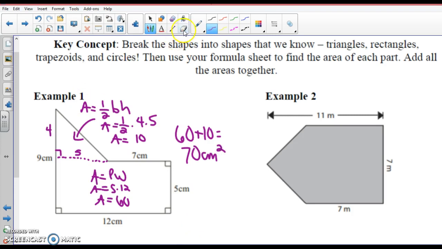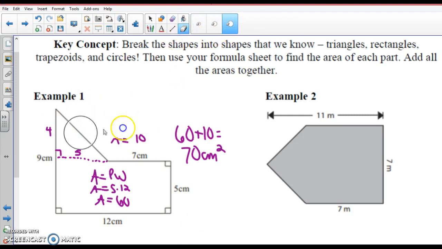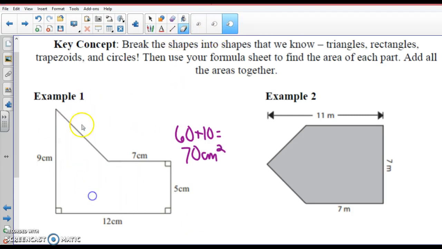Now, I'm going to erase this because I want to make a point. You could have, if you wanted to, split it this way into a trapezoid and a rectangle. And you would get the same thing if you did the work.